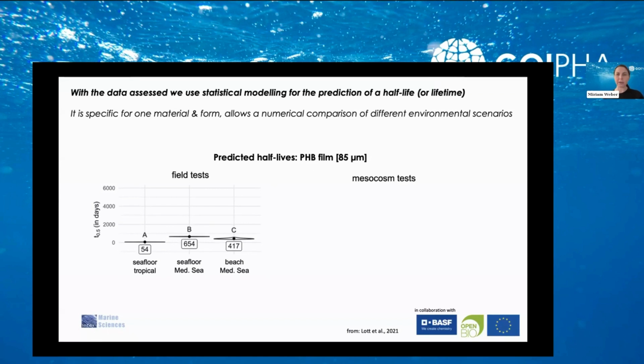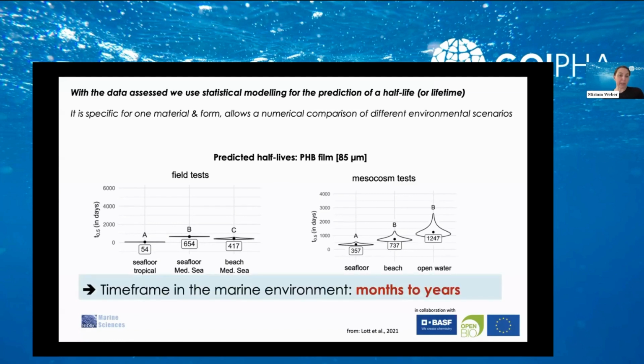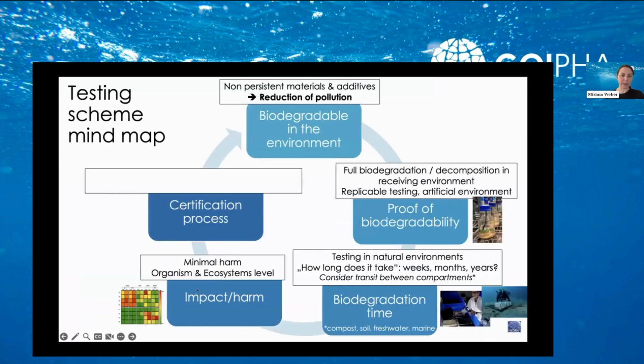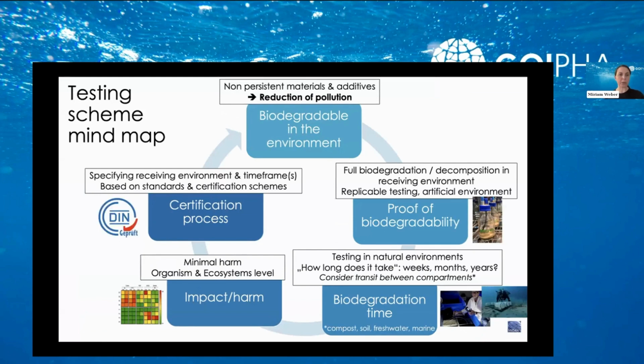To add on more scenarios, here's some data from a mesocosm test. We added an open water column scenario, a beach scenario with different environmental settings, so a bit cooler, different inundations, and so on. You see here then around about 4.5 years. To sum up, this gives us a time frame in the marine environment in these particular settings from months to years. Done this, we then continue with assessing the minimal harm on organism and ecosystem level. And with all these data, we have enough to report then in a certification process, because we can report the receiving environments, timeframes, and minimal harm.